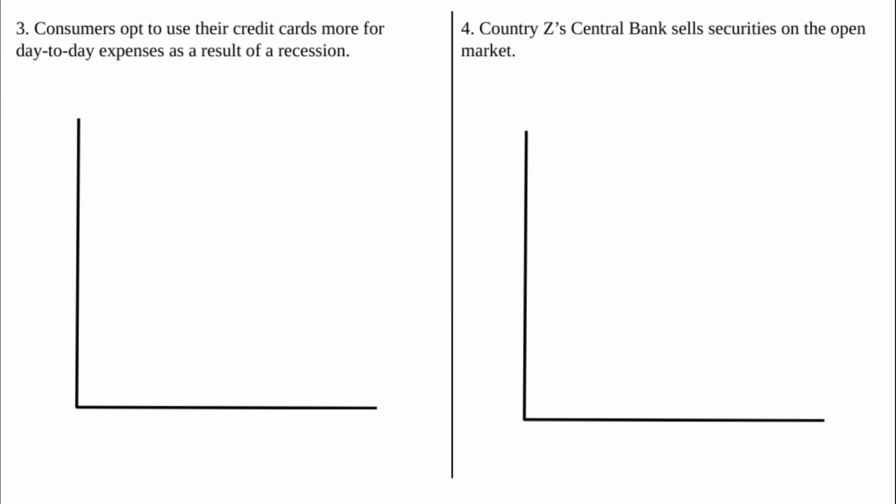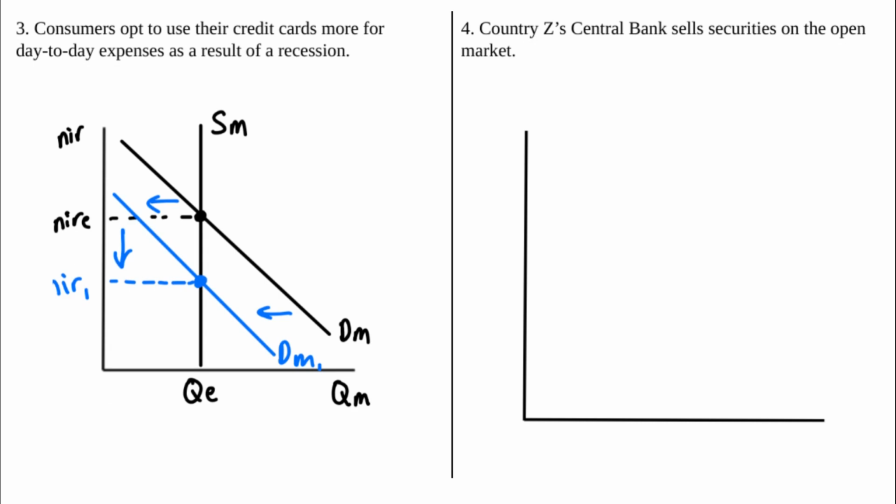Number 3 says that consumers opt to use their credit cards more for day-to-day expenses as a result of a recession. Think about it. In a recession, people are nervous to spend or they are losing their job. They've lost it already. They are nervous to use their cash. They also might not be able to afford things, and therefore they are resorting to credit cards. The demand for money will be shifting to the left, and therefore we will see nominal interest rates fall.